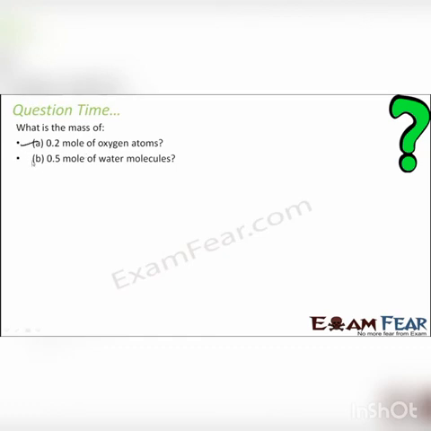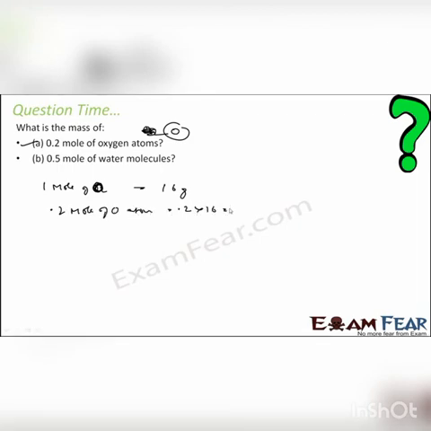Here you have to find the mass. Mass of 0.2 mole of oxygen atoms. Sorry, oxygen atom is O, not oxygen gas. 1 mole of oxygen atom is 16 gram, right? So 0.2 mole of O atom will be 0.2 into 16 is equal to 3.2 gram. Please note, it is oxygen atom, not oxygen gas. If it is oxygen gas, we'll take O2.